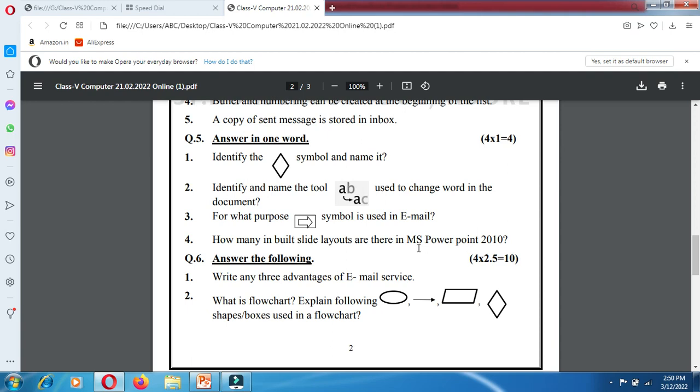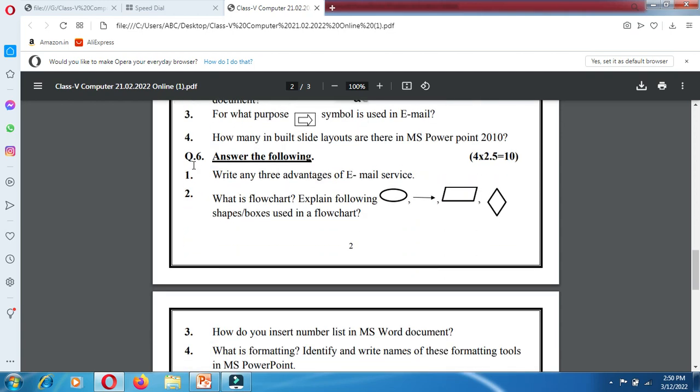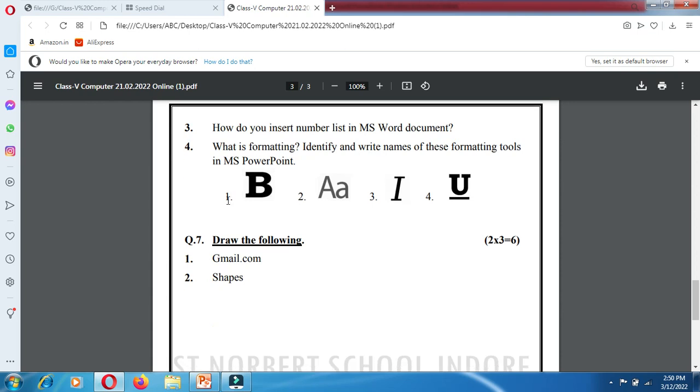Question number 6. Answer the following. Number 1. Write any 3 advantages of email service. 2. What is flowchart? Explain following shapes used in flowchart. Number 3. How do you insert number list in MS Word document? 4. What is formatting? Identify and write names of these formatting tools in MS PowerPoint. Number 1. B. 2. AA. 3. I. And 4. U.